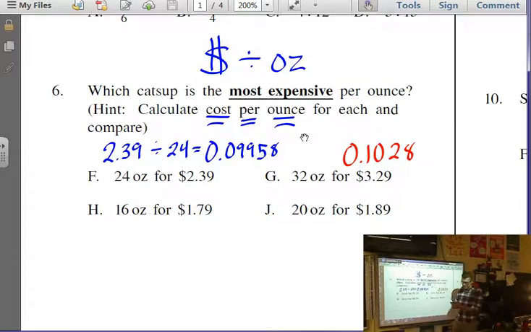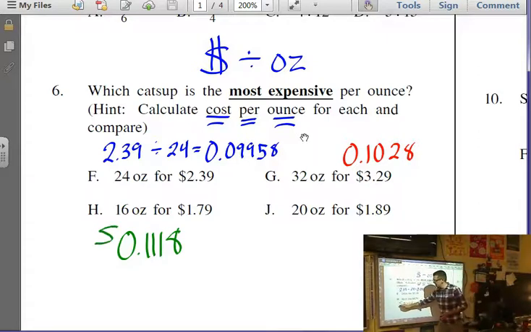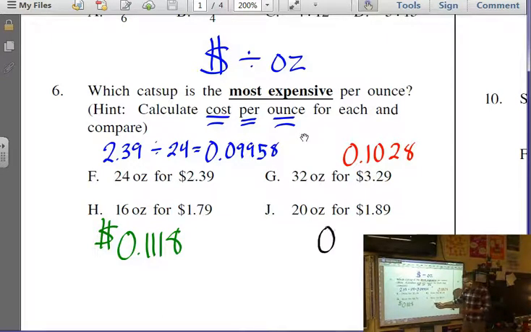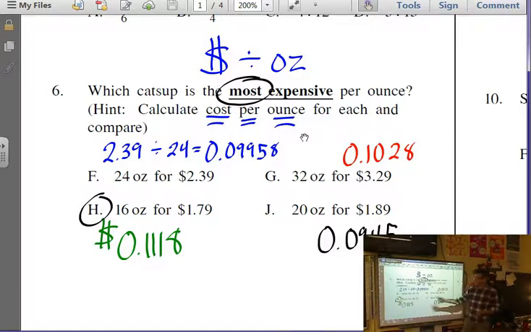If I do that division down here, $1.79 divided by 16, that becomes 0.11. And of course, all of these are in dollar form right now, because we can't say this many cents, because really there would be a dollar sign out here, since we did dollars per ounce. And to finish us off, do $1.89 divided by 20, and we get 0.0945. So when we look at the most expensive per ounce, that is going to be option H right here, which comes in at about 11 cents per ounce.